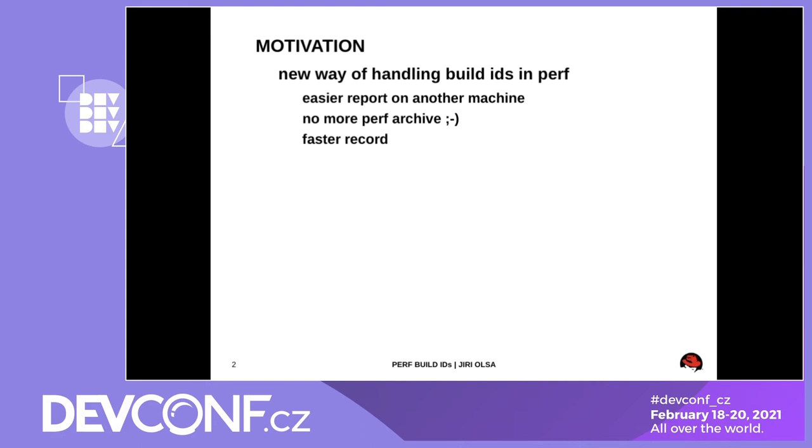This feature is mainly focusing on people who need to record the data on one server and report and investigate the profile on another machine. So we believe that this feature will make this workflow easier: easier reporting and moving the data to another machine. Basically, we can cut the perf archive execution, which I will get to in another slide, but it's quite an important achievement that we like. And as a consequence, it actually makes the profiling, the record, even faster. So that's a really nice side feature.